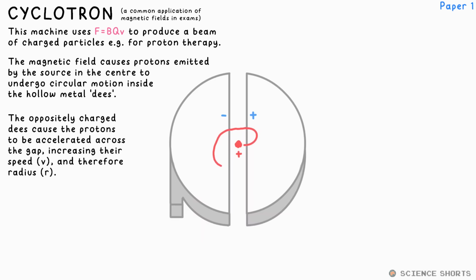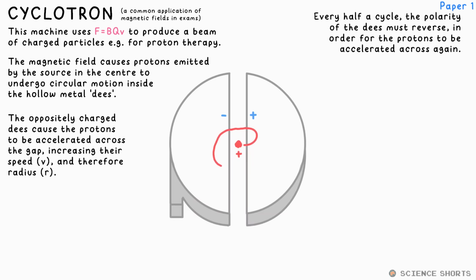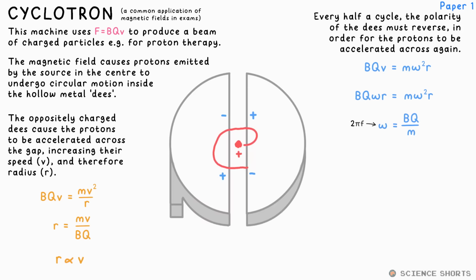That increases their kinetic energy and speed and therefore radius too. Half a cycle later, they must be accelerated across the gap again in the other direction, so the PD must be reversed by the time they do this. In order for that to happen, we know that BQV or BeV equals m omega squared r. And replacing v with omega r and omega with 2 pi f, we find that r disappears and f equals BQ over 2 pi m.